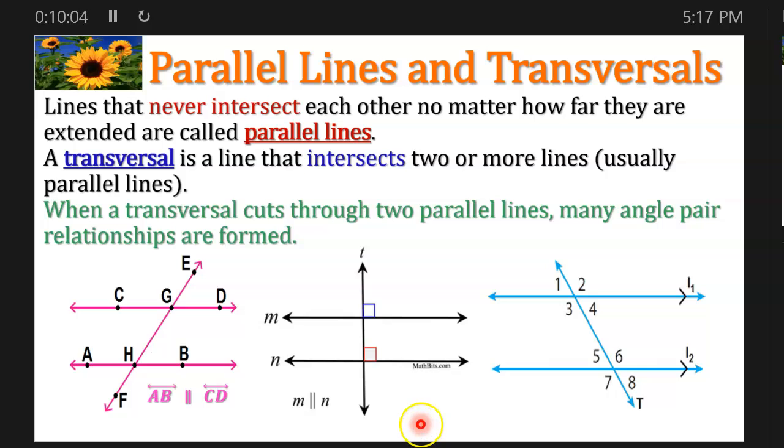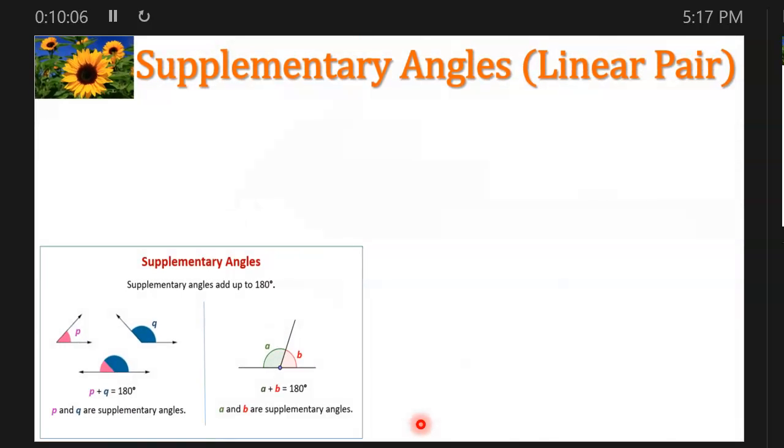Okay. All right, supplementary angles. Another name you might see for supplementary angles is linear pairs. And the reason why is because they create a line. So here's a good example. This angle A, and then this angle B on the other side. Those two angles create this line here on the bottom, okay?